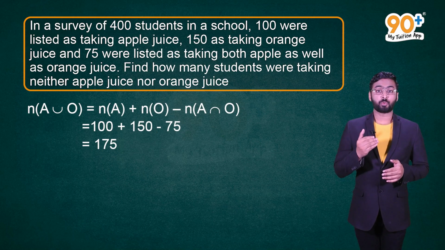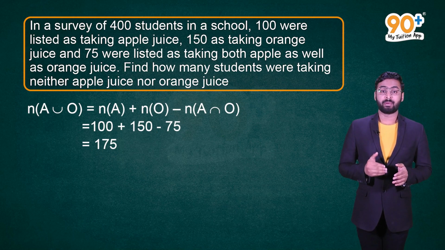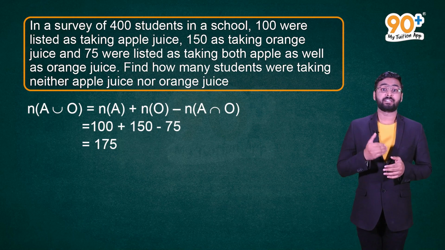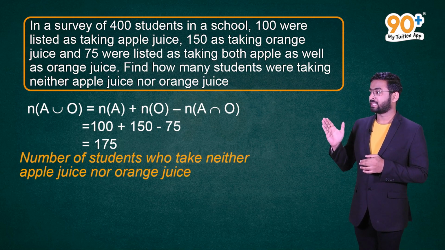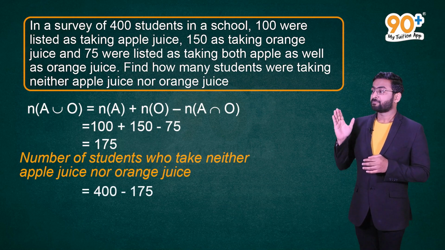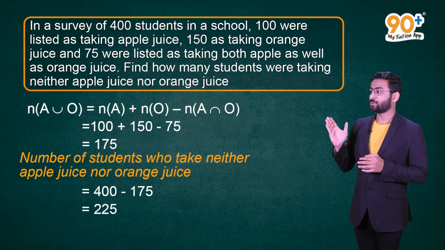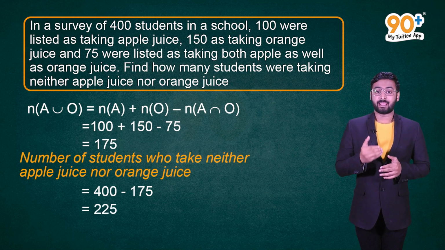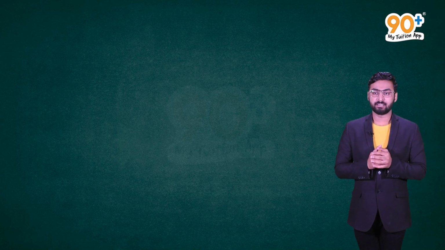Here we have the total number of students who take either of the juices. So, by subtracting this value from the total number of students, we can find out the number of students who take neither apple juice nor orange juice, and that is 400 minus 175, which is equal to 225. Hence, 225 students take neither apple juice nor orange juice. Now, let's move on to the next example.